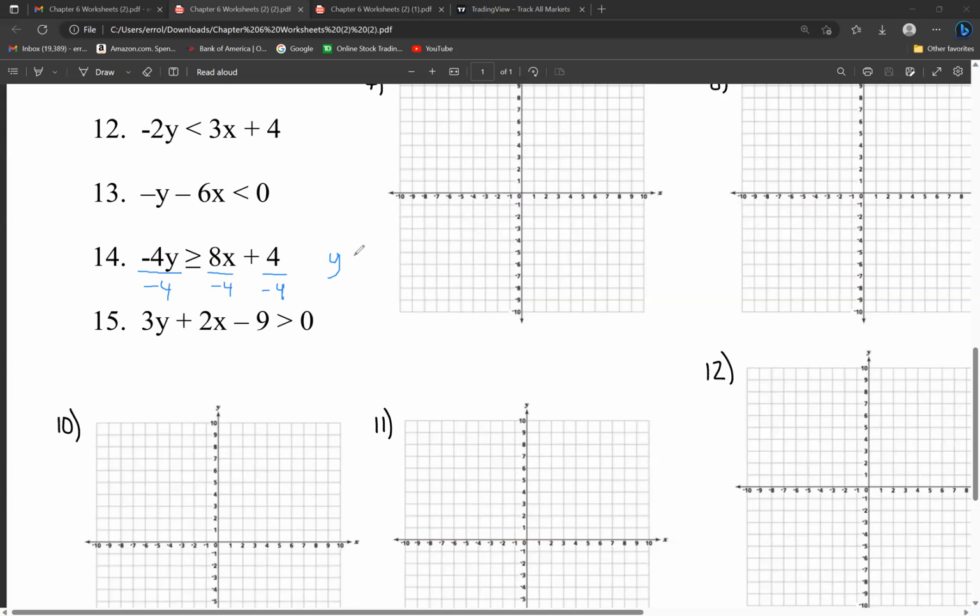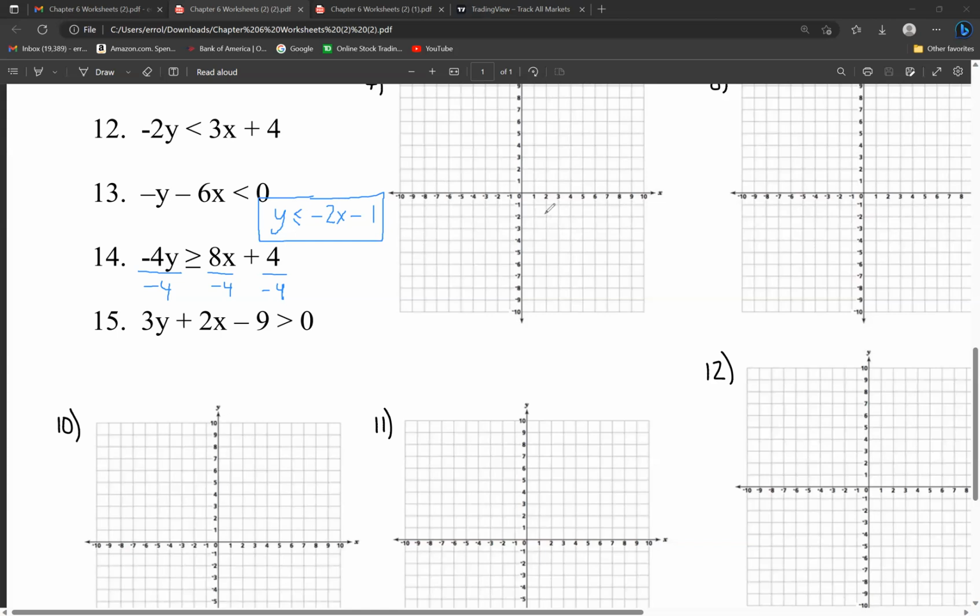Greater than or equal to. All right, so when we divide by a negative number, what happens to this sign? Oh, it flips. Yep. All right, so tell me what to write. Y is less than or equal to... Exactly. All right, so what's 8 divided by -4? -2. Yep. -1 or +1? -1. Yep. Okay. Tell me how to graph this one.